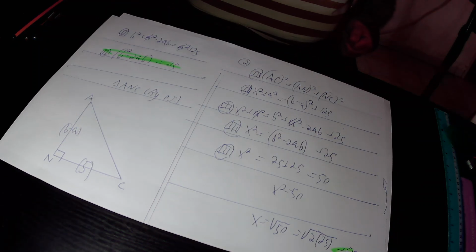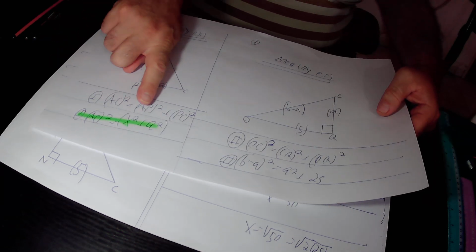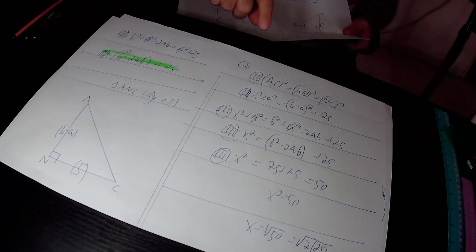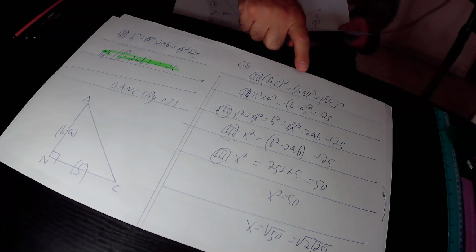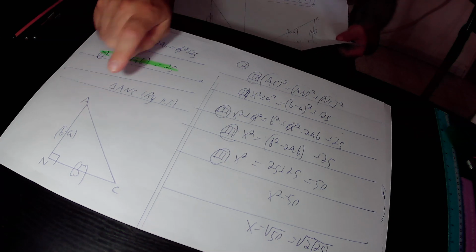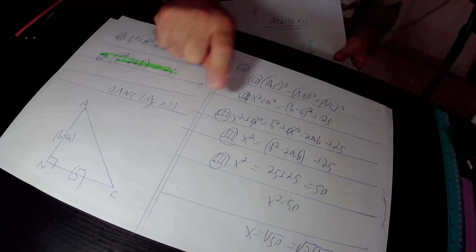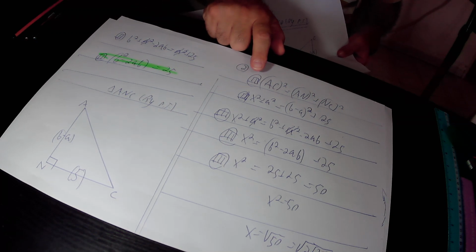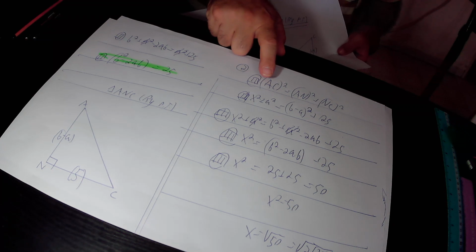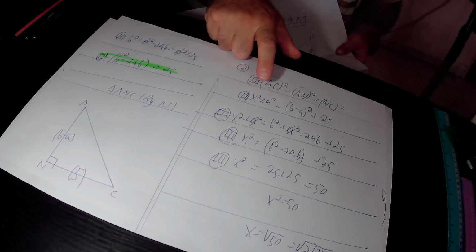AC squared, according to equation 1, equals x squared plus a squared. Therefore, we substitute AC squared here by x squared plus a squared, and it equals AN squared. AN is B minus A, therefore AN squared is (B minus A) squared plus NC squared. NC is 5, therefore NC squared is 5 squared, that is 25. So in total, according to equation 3, we found out that x squared plus a squared equals (b minus a) squared plus 25.